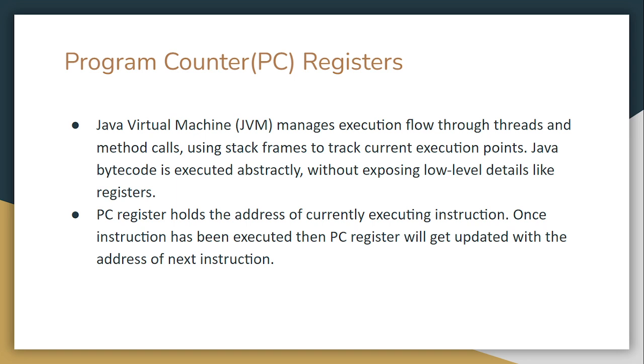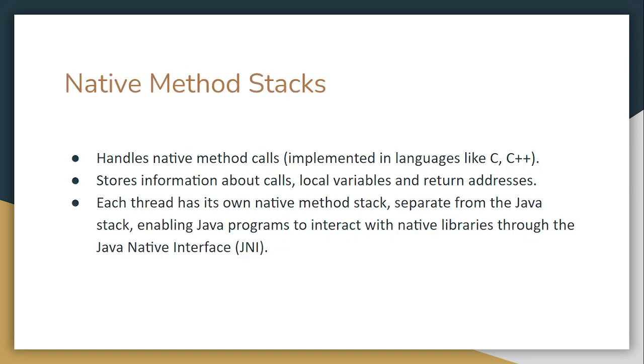Next is PC registers. So we are having n number of instructions to execute, and for that we need to identify the currently executing instruction, and PC register holds the address of currently executing instruction. Once the instruction has been executed, then PC register will get updated with the address of next instruction. It will point to the next instruction.